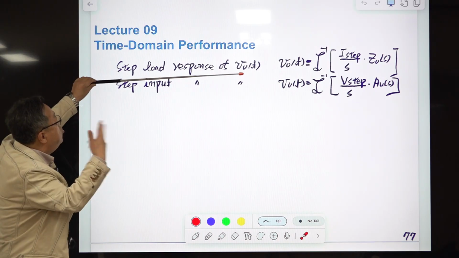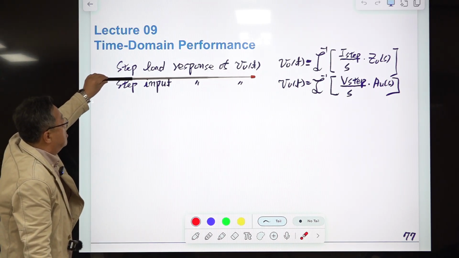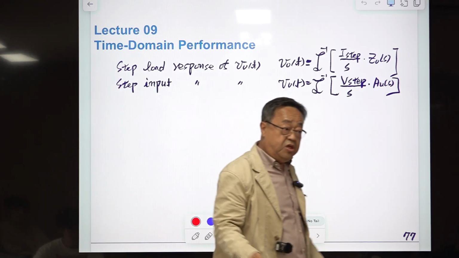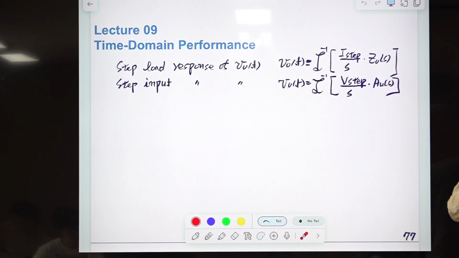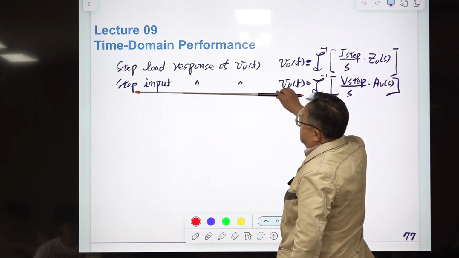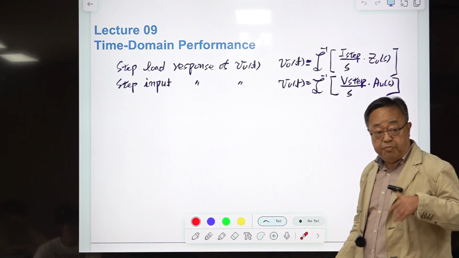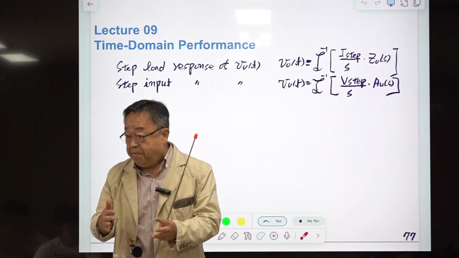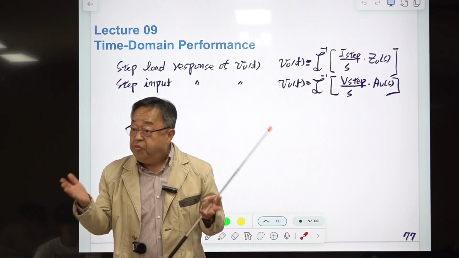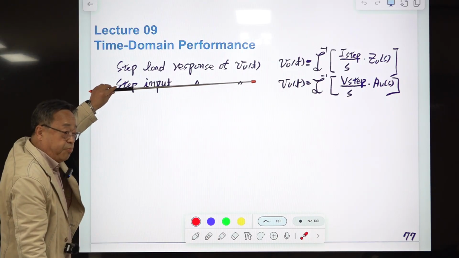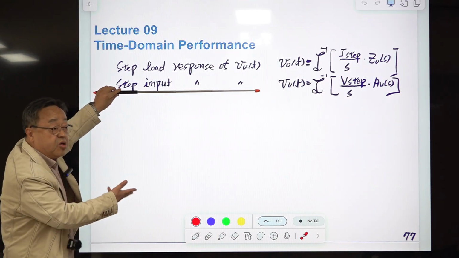So we have two important transient responses of output voltage. One is the step load response, which is the response of output voltage to a step change in the load current or load resistance. The other is the transient response of output voltage due to a step change in the input voltage. The student may wonder why we are concerned about the step change. There are many different kinds of change, but this can be used as the barometer of the transient performance of the converter in general.